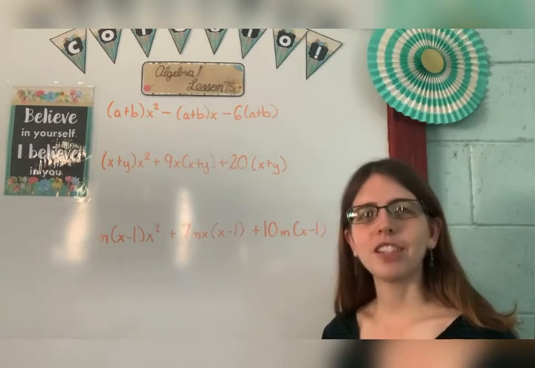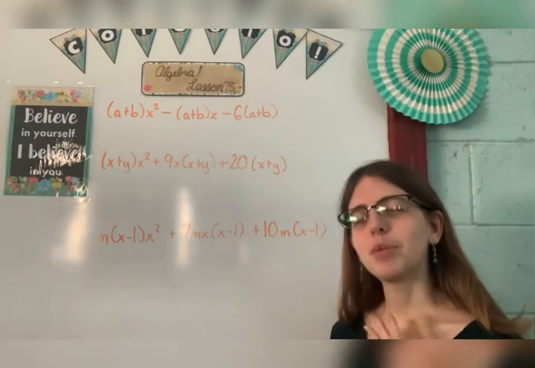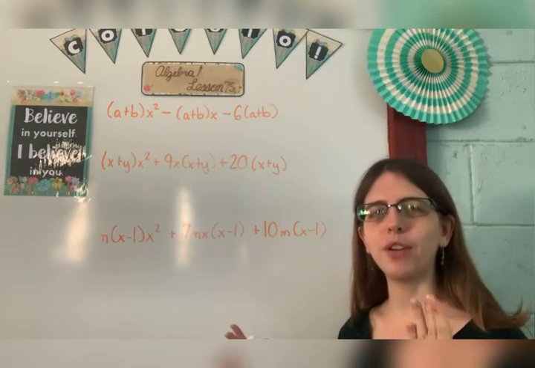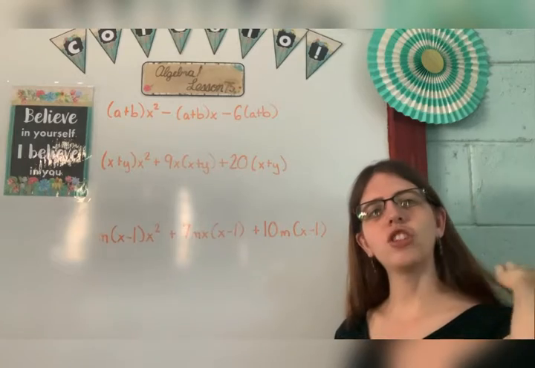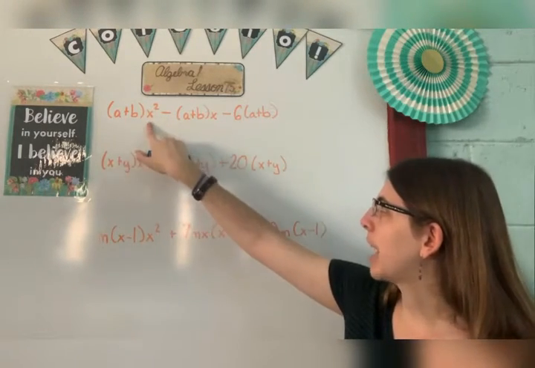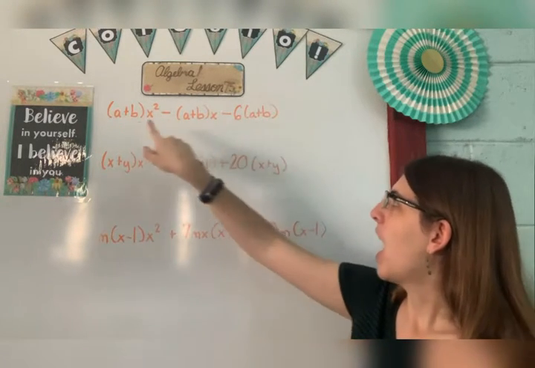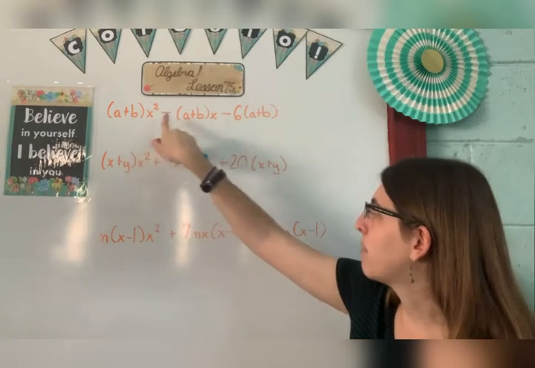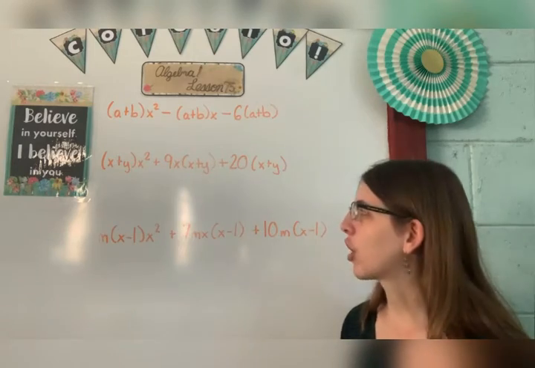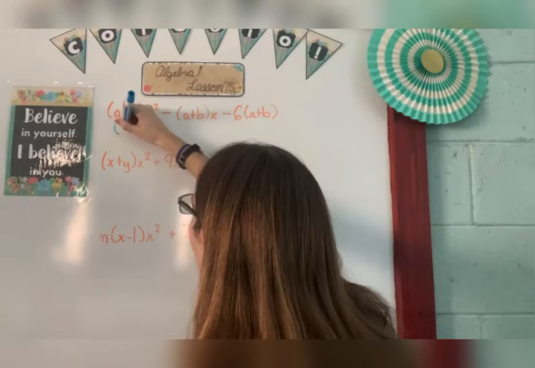In our last lesson, we talked about how sometimes you have a common factor and you need to get rid of that before you factor your trinomial. Well, sometimes your common factor will actually be a sum. For example, (a + b) times x squared minus (a + b) times x minus 6 times (a + b). I have a + b being multiplied by each one of my terms. So that's actually my common factor, but it's all together as a + b. So I have to get that out first.